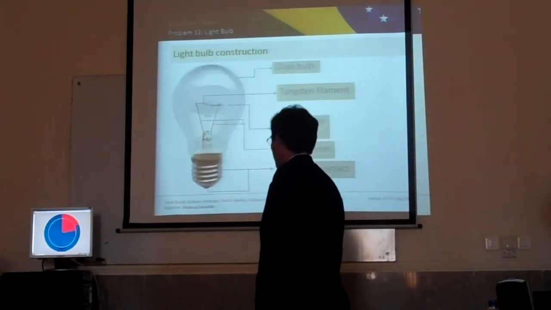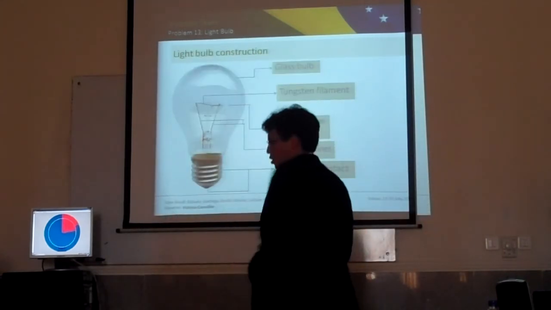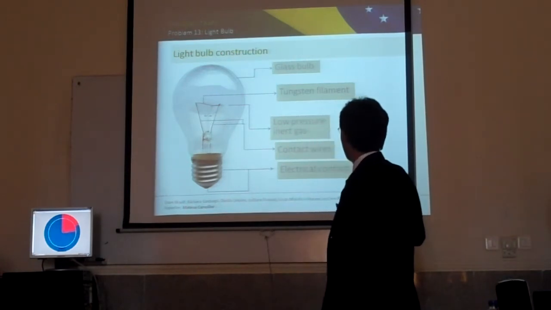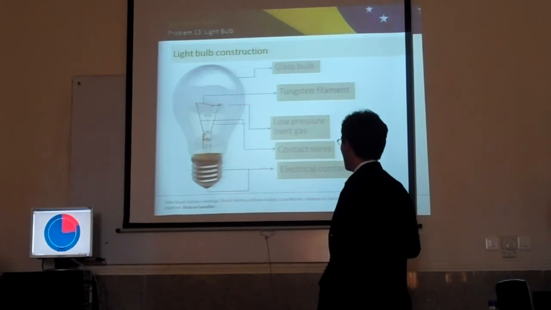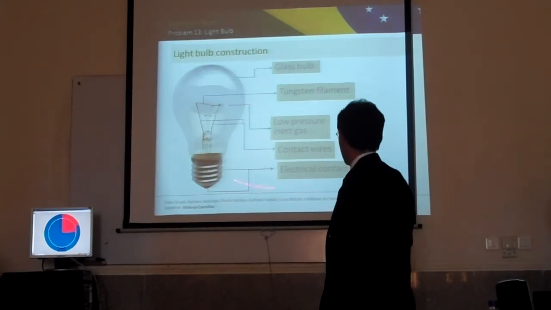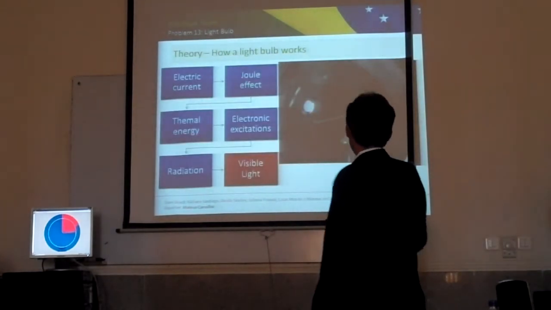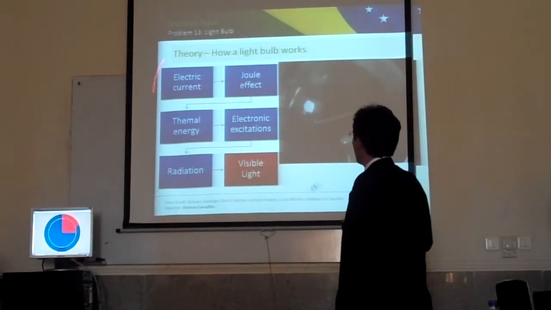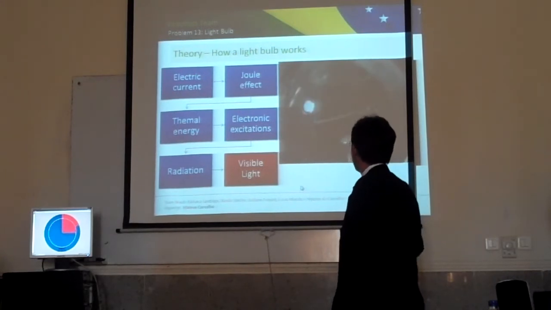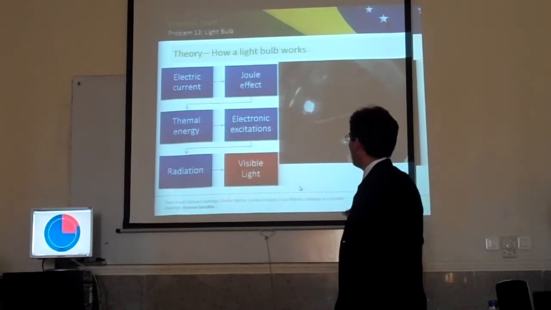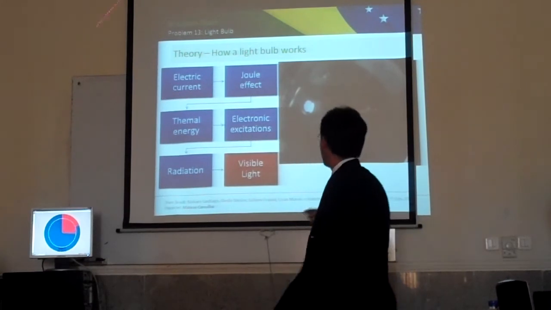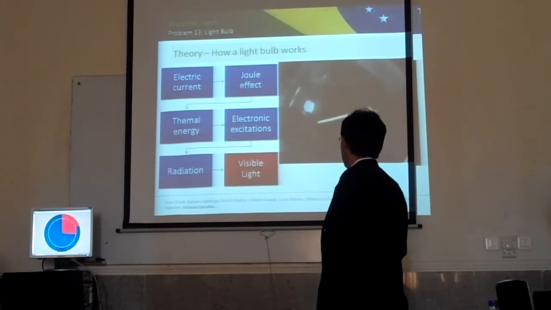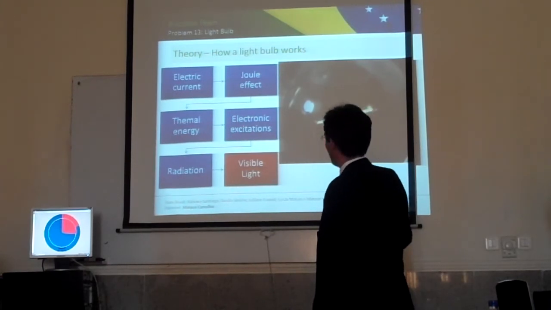So finally you have the bulb. The bulb is composed of the glass, the tungsten filament, low pressure inert gas, contact wire to the tungsten filament, and electric contact. And how does the bulb work? The electric current passing through the wire causes the Joule effect, and you make lots of thermal energy, causing electronic excitations and generating radiation, including visible radiation. It is very visible in the video.